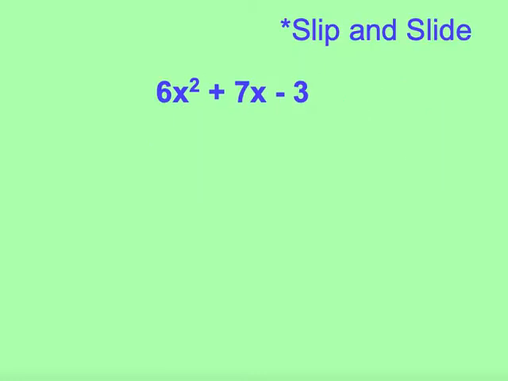All right, so now let's look at an equation, or not an equation, an expression that we call a slip and slide. So notice that for the first time, I'm having a coefficient in front of my quadratic term. That makes things a little bit more challenging when I go to factor. So I'm going to show you a technique that's called a slip and slide.